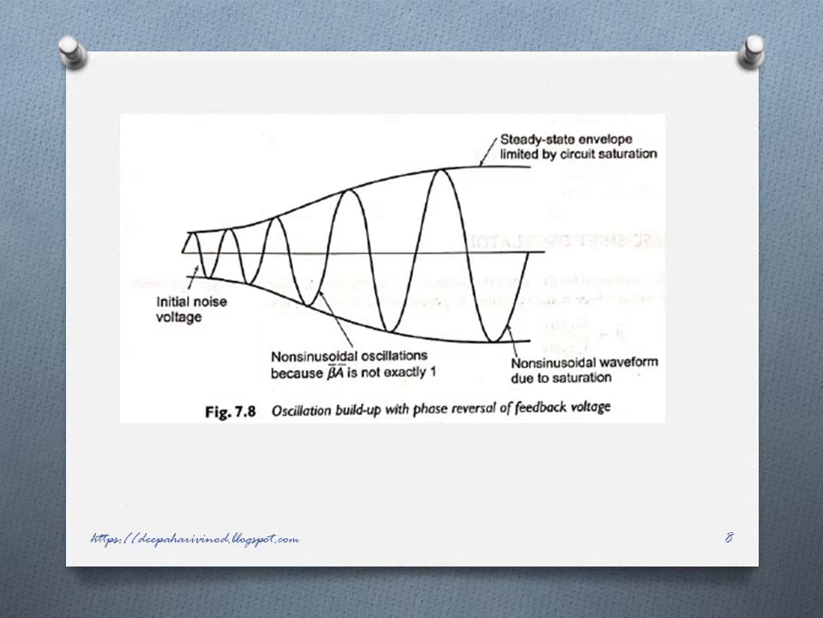In a practical oscillator circuit, the amplifier gain will be a negative constant at the oscillation frequency. For oscillation to occur, angle A bar beta bar should be equal to minus 180 degree and mod A bar beta bar should be greater than 1. So for oscillation to occur, it should satisfy these two conditions. Then the oscillation will occur in the circuit.